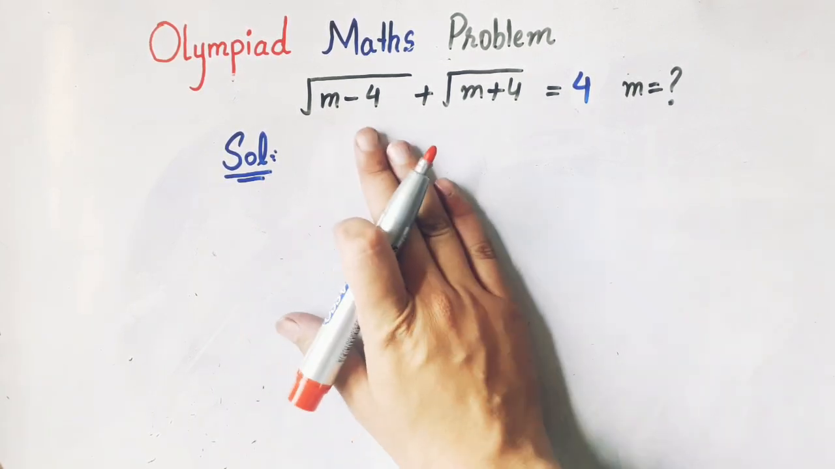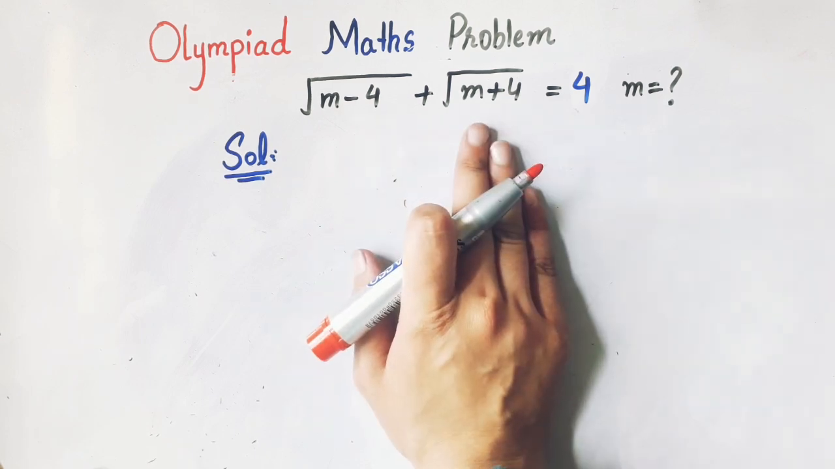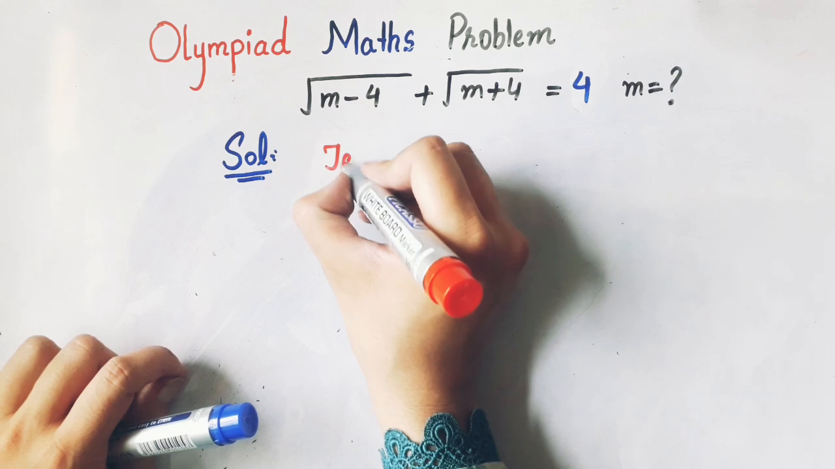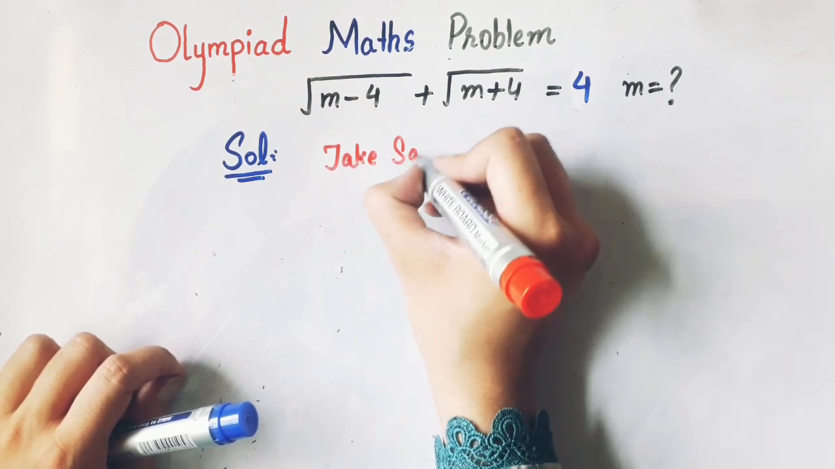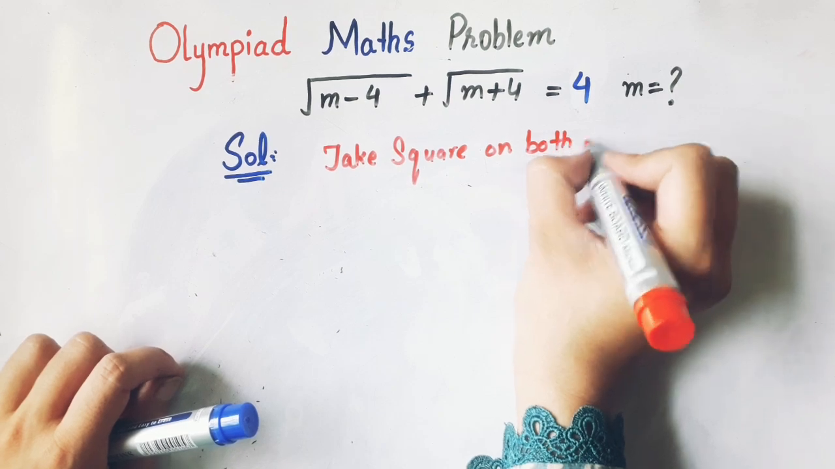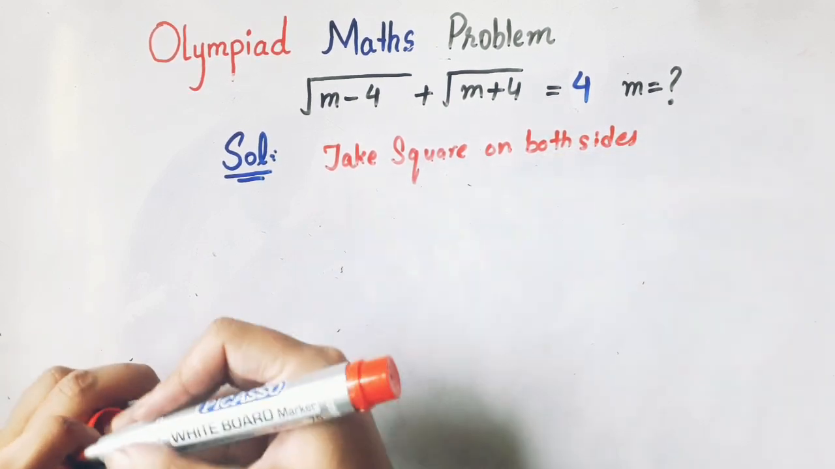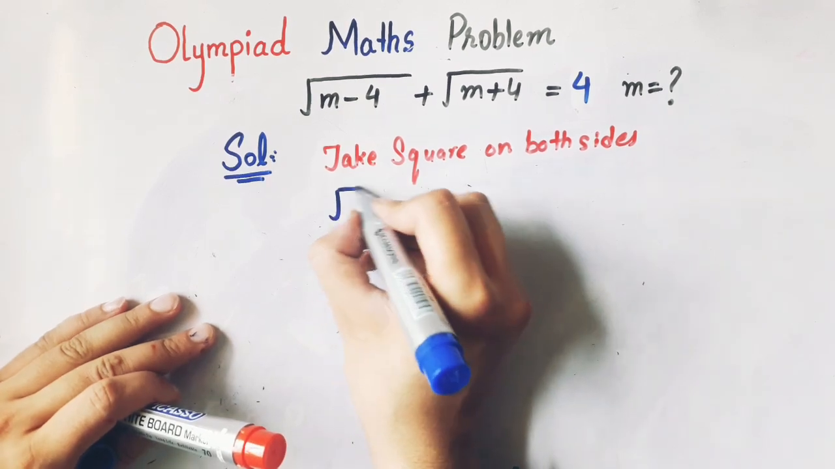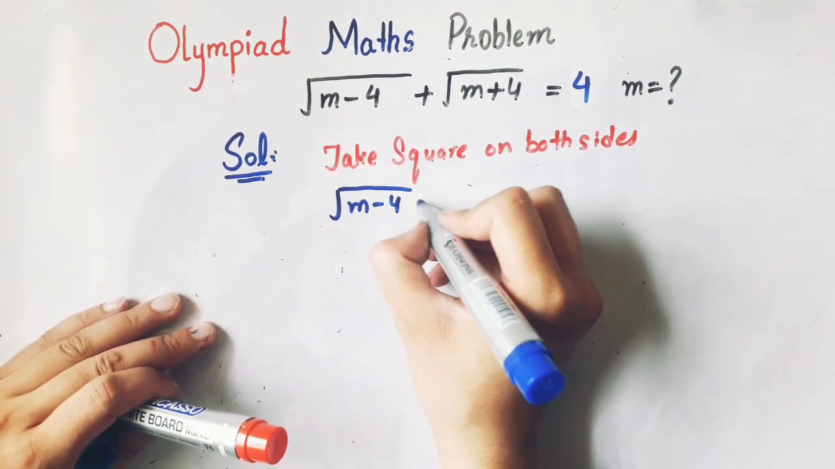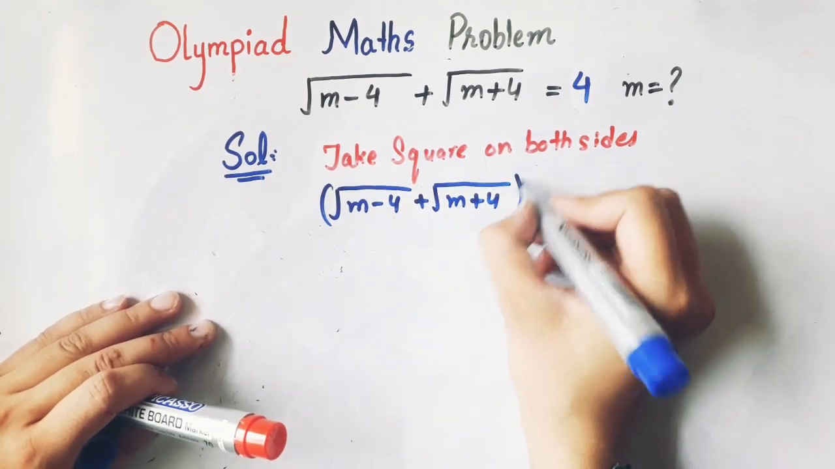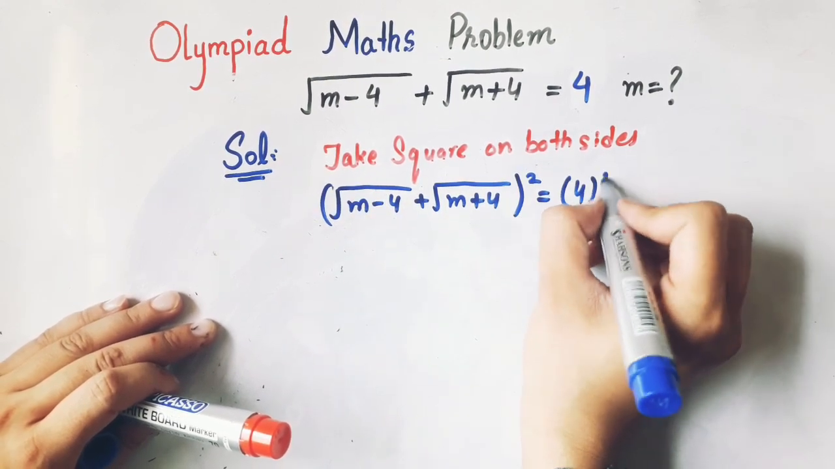Today's problem is root of m minus 4 plus root of m plus 4 equals 5. What will be the first step? Take square on both sides. When we take square, we have root of m minus 4 plus root of m plus 4, its square equals 5 square.